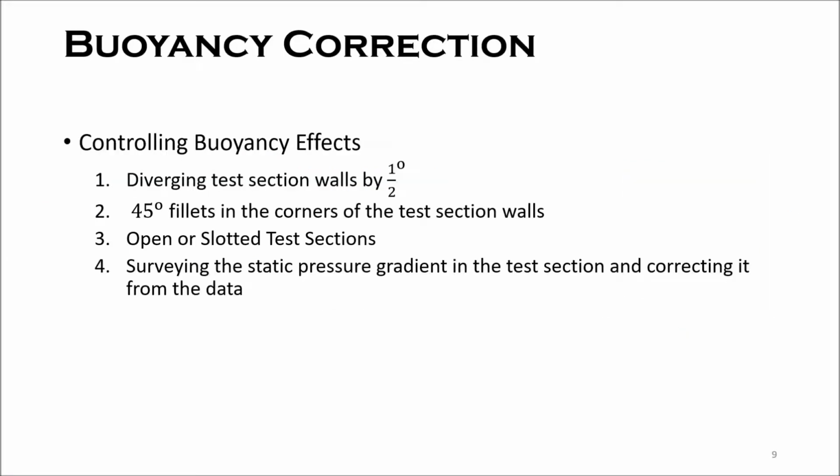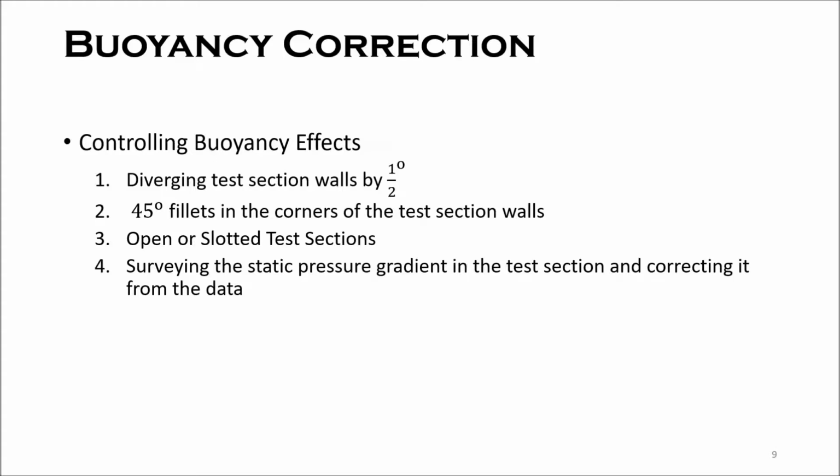Up to date, there is no method to prevent buoyancy. However, it is controlled by maintaining a nearly constant static pressure throughout the test section. Current methods include diverging the walls of the test section by half a degree to accommodate the thickening boundary layer, by introducing 45-degree fillets in the corners of the test section to prevent the growth of the boundary layer and flow separation, by having open test sections where the flow would not be constrained by the walls and have no viscous interaction, or slotted test sections where the boundary layer would not be allowed to grow.